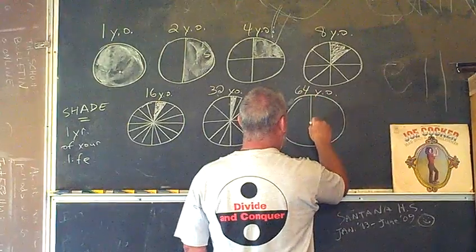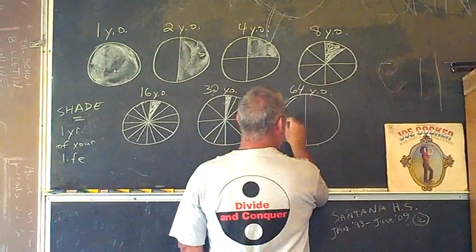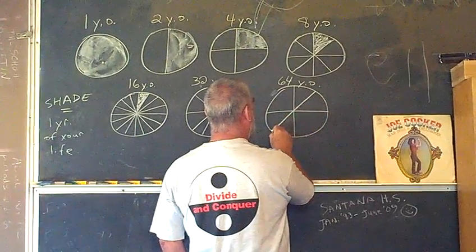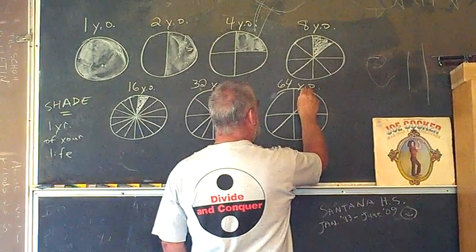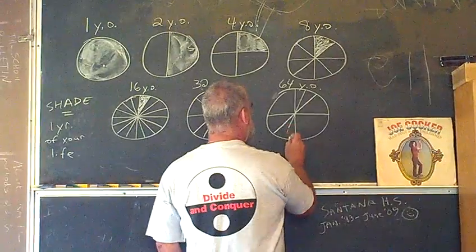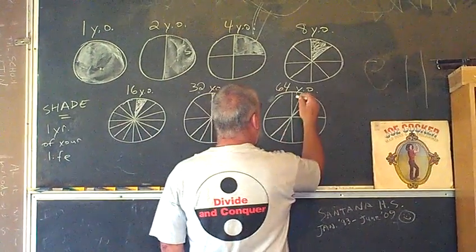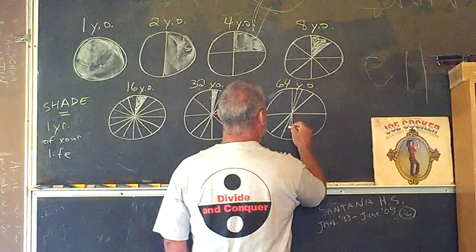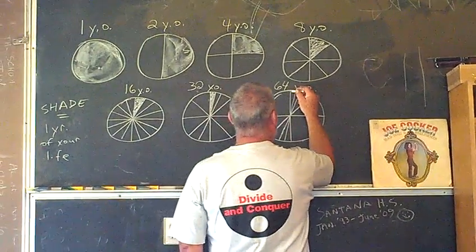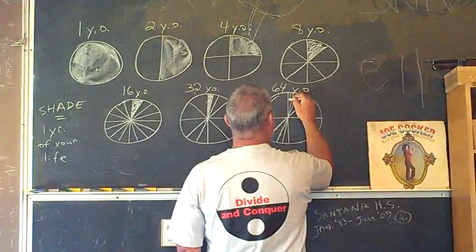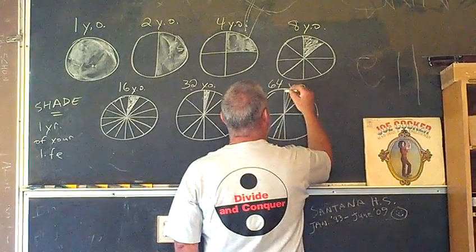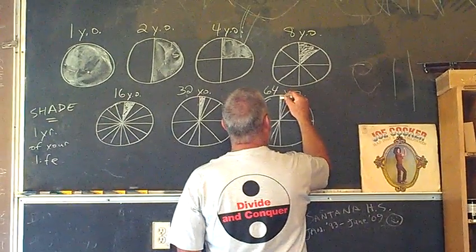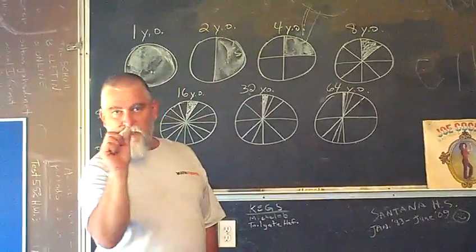Now if you're closer to where I am, at 64, we're going to have to cut this in half. So that's 2. That gives you 4. This would give you 8. This would give you 16. This would give you 32. And then this, if I could do it, would give you 64. So 1 year of your life, when you're 64 years old, is that much.